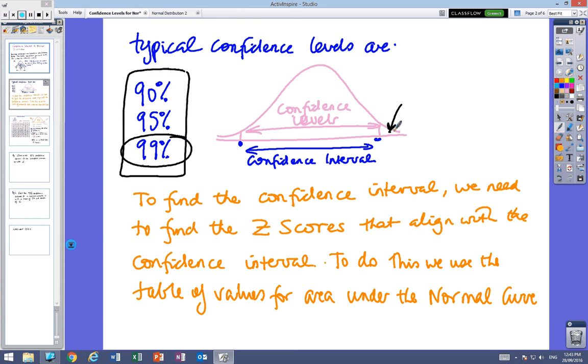To find the confidence interval, we need to find the z-scores that align with that confidence interval, and I'll do that on the next slide. What we do is we use the areas going backwards. So we're going to calculate z-scores. Copy that and come across.